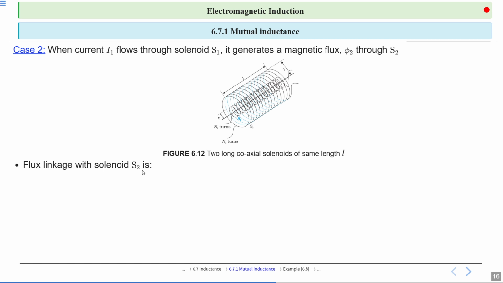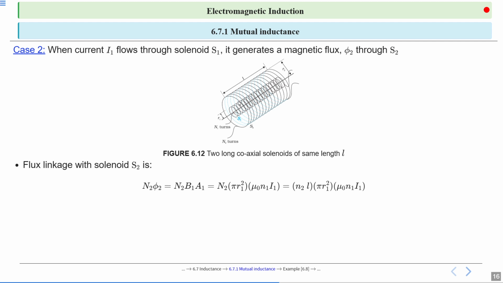Now here you can focus on what is the change. N2 phi 2 is the flux linked with this S2 coil. Now you can see that due to the current flowing through this S1 coil, the magnetic field exists only inside this S1 coil. Outside this S1 coil the magnetic field is very weak and can be neglected. So the magnetic field in this case is only existing inside this S1 coil.